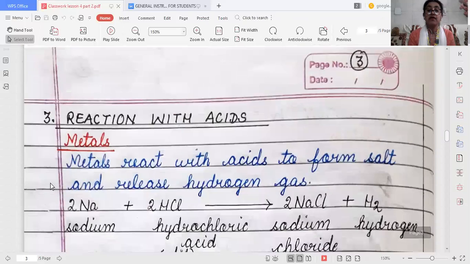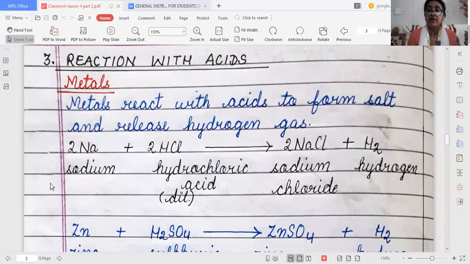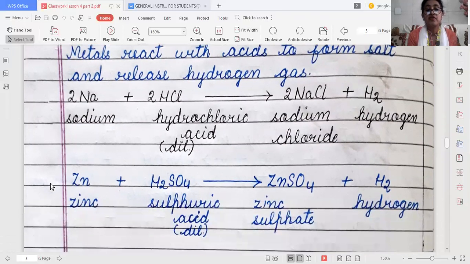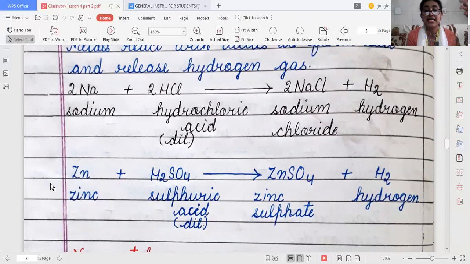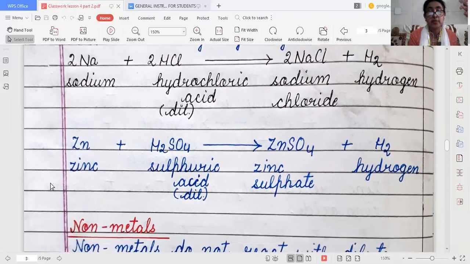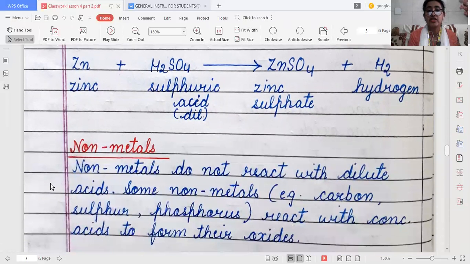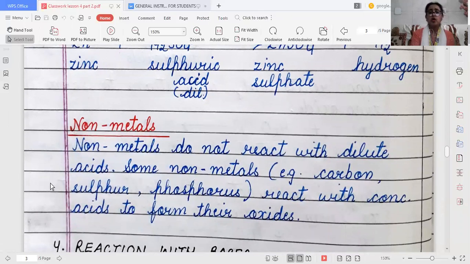Now the third one is reaction with acids. Metals react with acids to form salt and release hydrogen gas. You can see when sodium reacts with hydrochloric acid, it forms sodium chloride, common salt, plus hydrogen gas. When zinc reacts with sulfuric acid, it forms zinc sulfate and hydrogen gas is released. Non-metals do not react with dilute acids. But a few non-metals like carbon, sulfur, and phosphorus react with concentrated acids to form their oxides. Otherwise, with dilute acids, non-metals do not react.